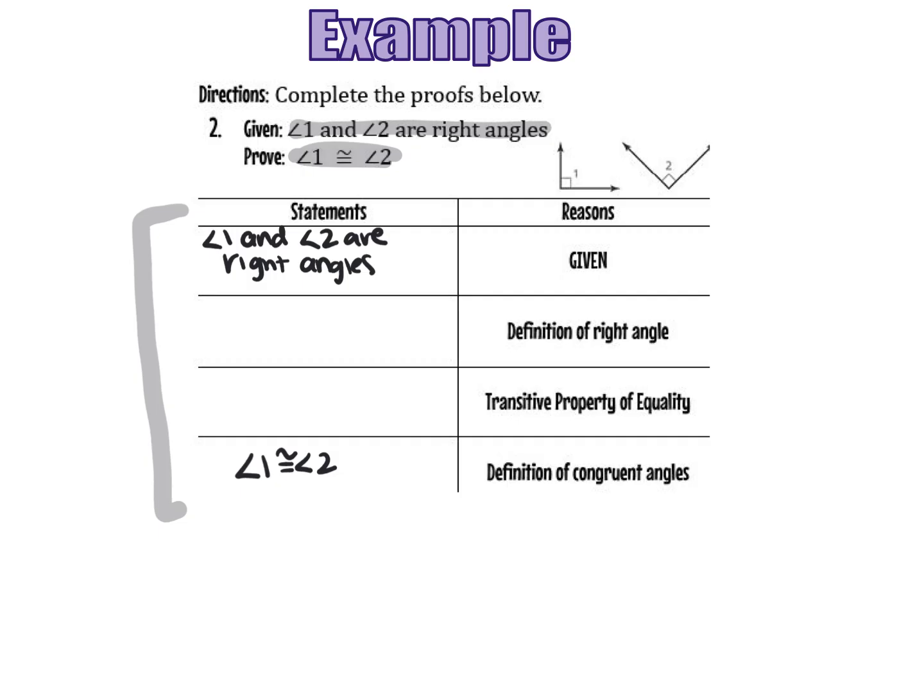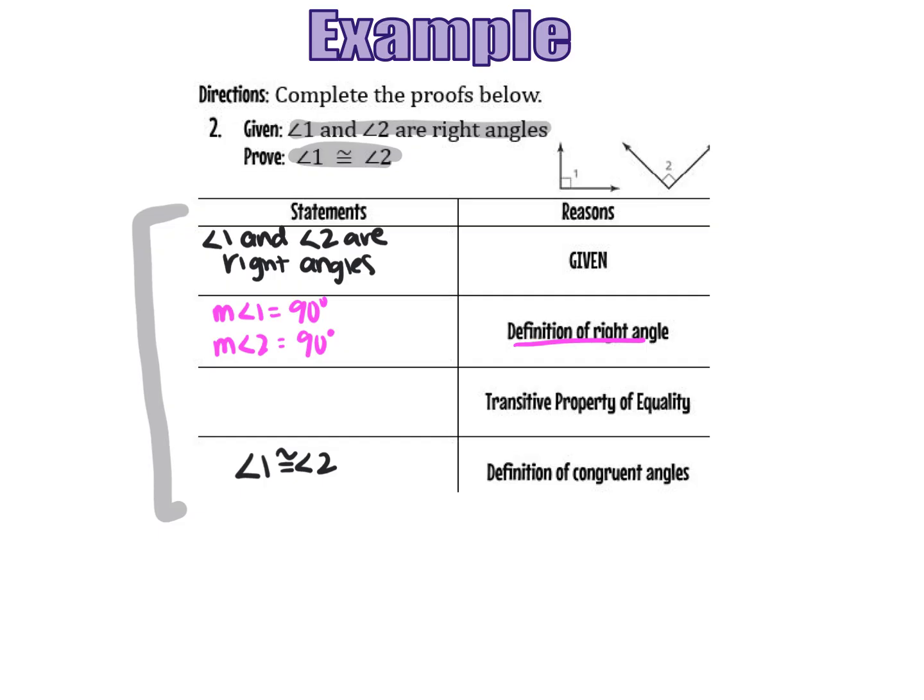Now this proof is partially filled in, so we're going to use the reason column to help us figure out how we go from this statement that we have two right angles to saying that these two angles are congruent. Over here it says the definition of a right angle. What does it mean to be a right angle? It means that the measure of the angle is equal to 90 degrees. So what I can say over here is that the measure of angle 1 and the measure of angle 2 are equal to 90 degrees.